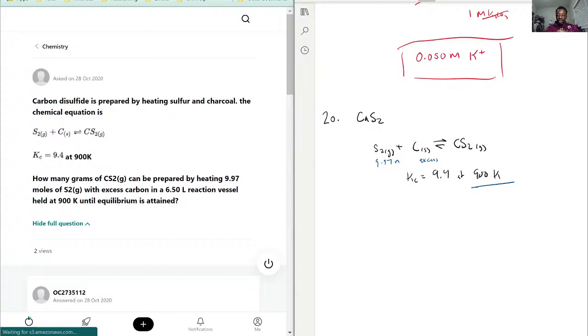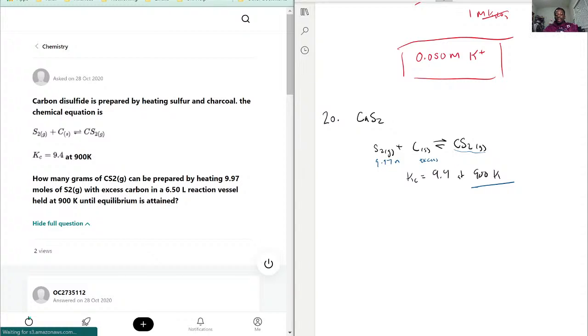The only thing we're looking at is specifically the amount of moles of CS2 that is going to be produced. At first glance, you may think that you can just put 9.97 because it's a 1-to-1 ratio, right? But that would be wrong.